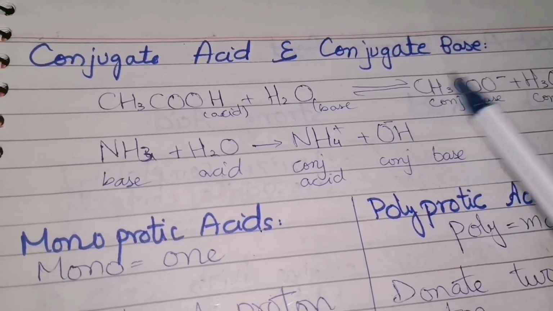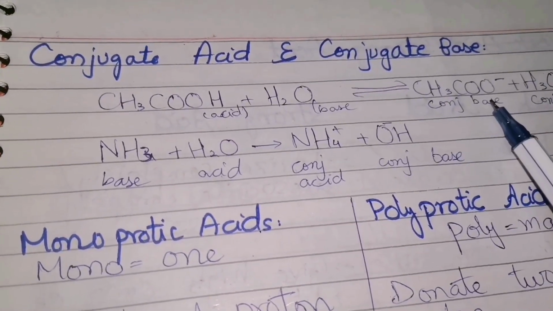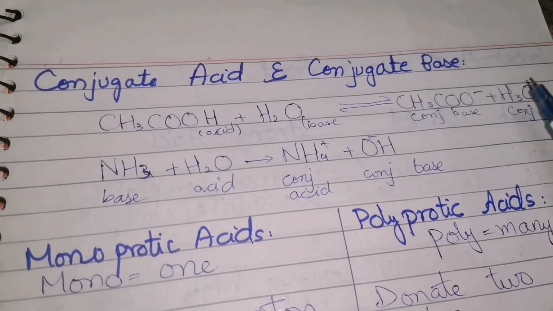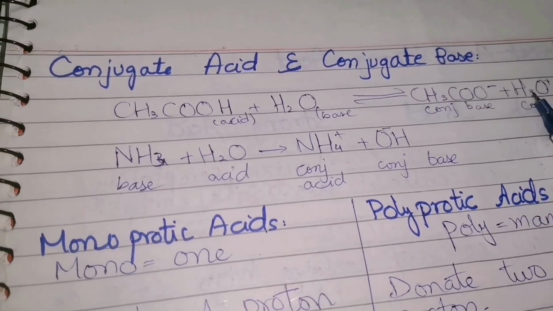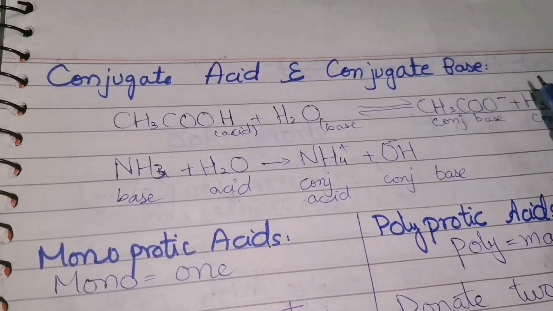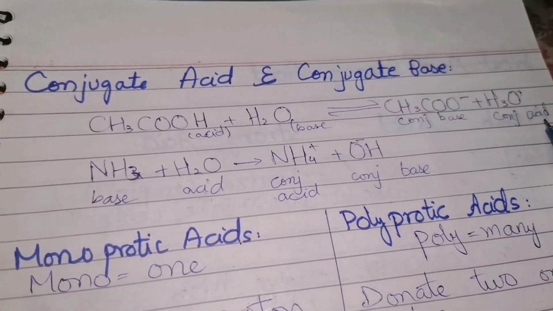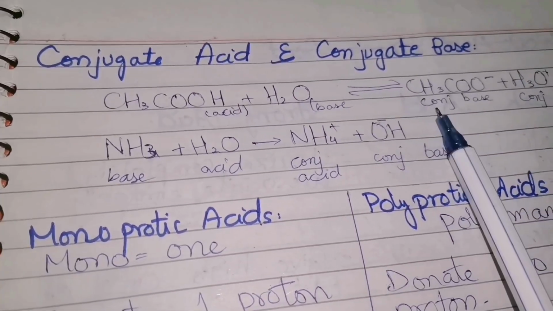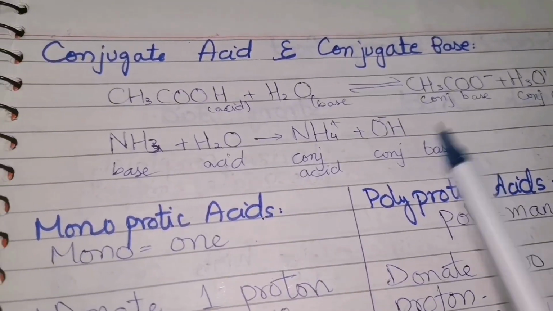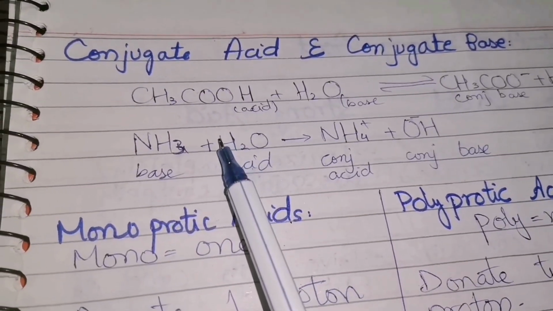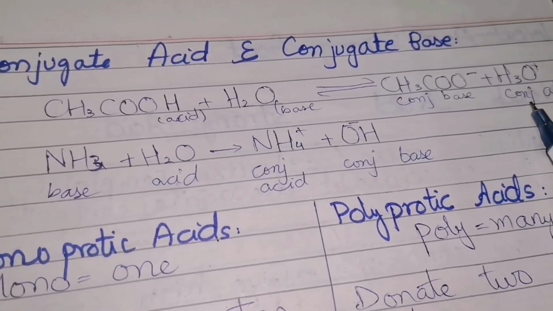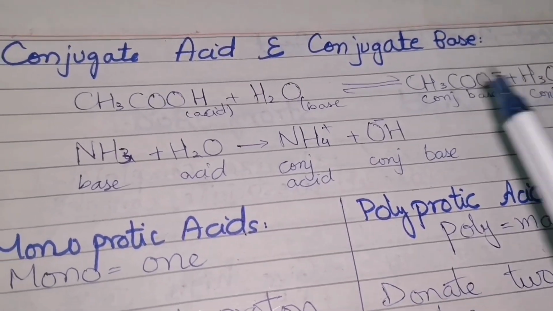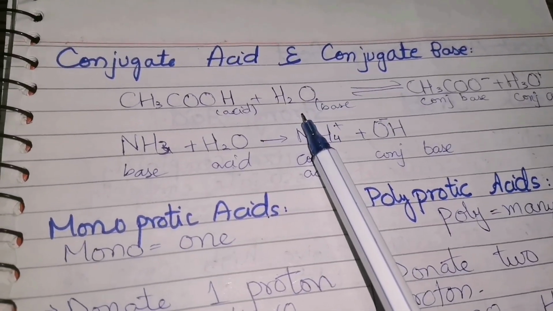Now this negative species can accept a proton and this positive one can donate a proton because it has an extra proton. So the one which donates is an acid and the one which accepts is a base. This is the conjugate base of the acid, and H3O positive is the conjugate acid of the base.